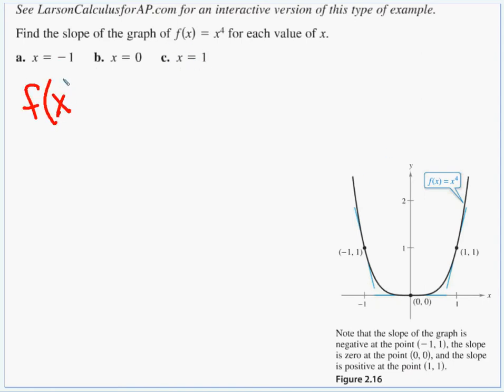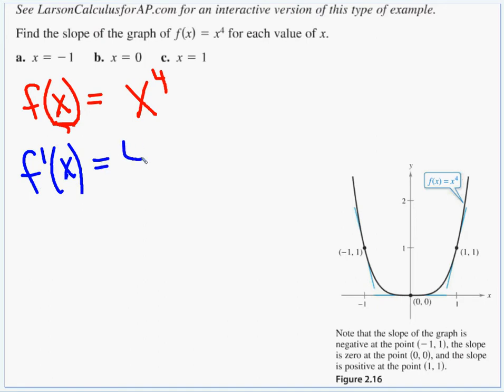But first we need a derivative. Here is our position function. f of x is x to the fourth. x's go in and y values come out, and we can locate our position in the plane. f prime of x is our derivative. Bring down the 4, keep the x, drop the exponent by 1. This is our slope function. x's go in, slopes come out.